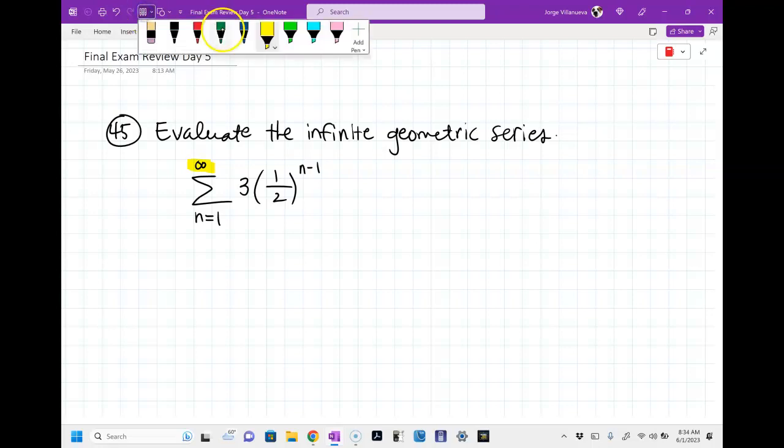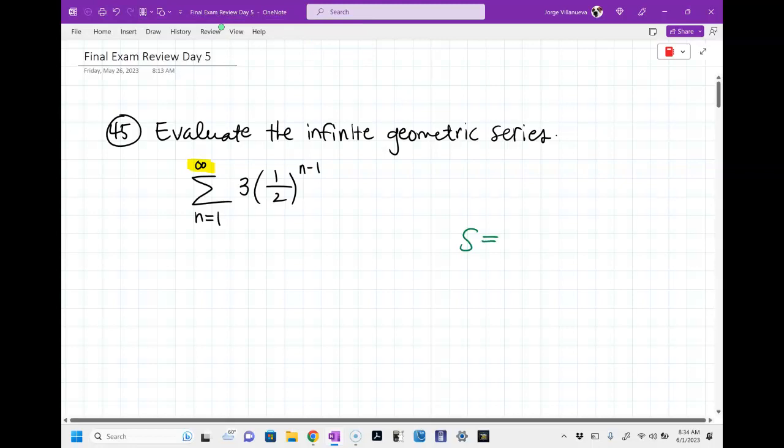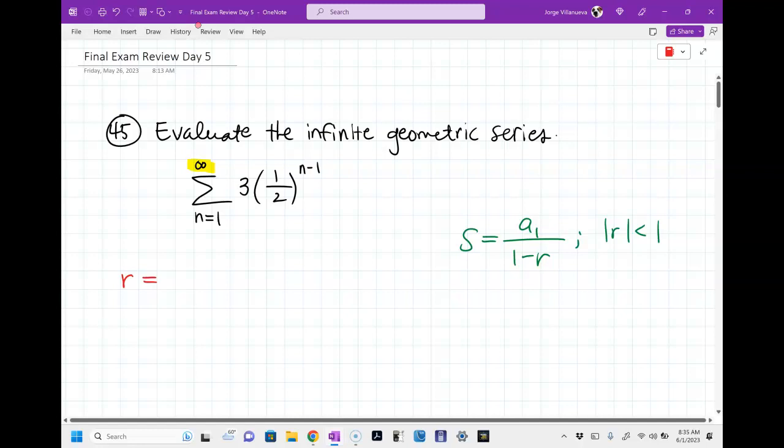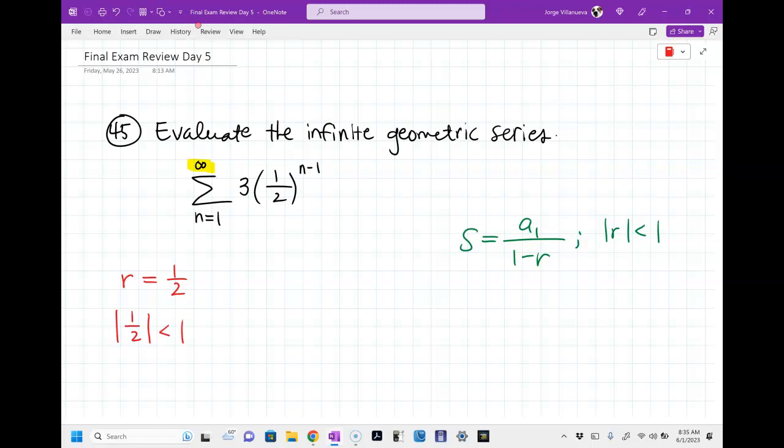So the formula for this, we actually did this yesterday. S is equal to a sub 1 over 1 minus r, as long as the absolute value of r is less than 1. So the main thing I want to do first is test r, because if r is too big, then I don't have to do any work. What is my r value in this problem? 1 over 2. And is it true that 1 over 2 is less than 1? Yeah, so since it is, then I do have to do work. If it wasn't, then I could stop and say there's no sum.